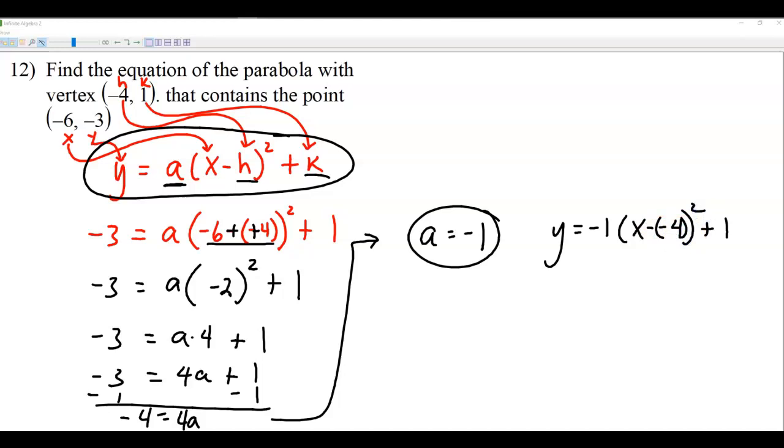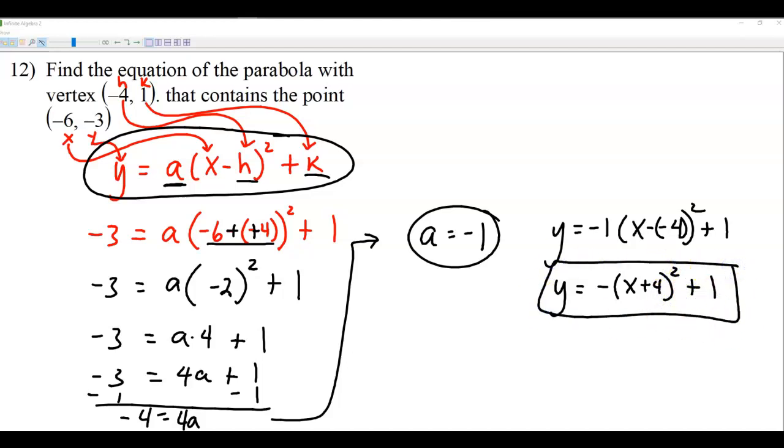Now we can simplify this a little bit. First of all, we don't really need the 1. We do need the negative there, but we can get rid of the 1. Second of all, the double negatives, we can rewrite that as a positive. And this is the simplest way of writing the answer.